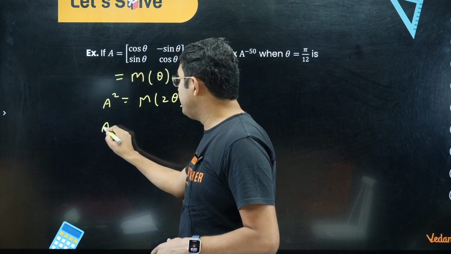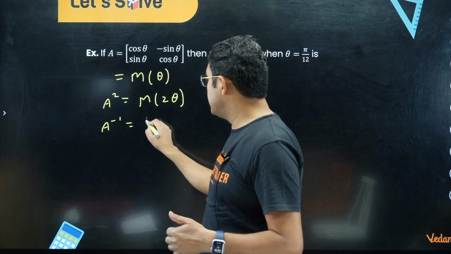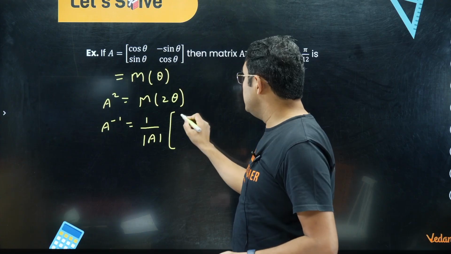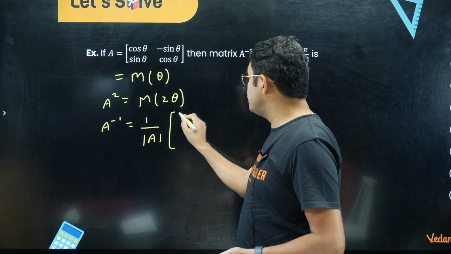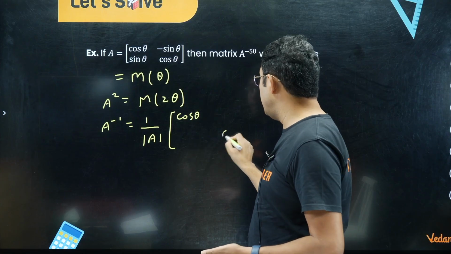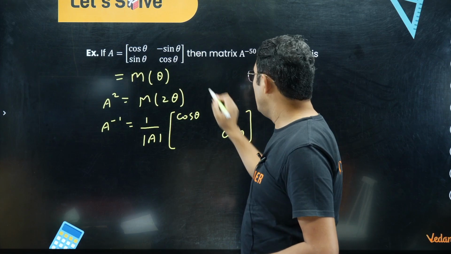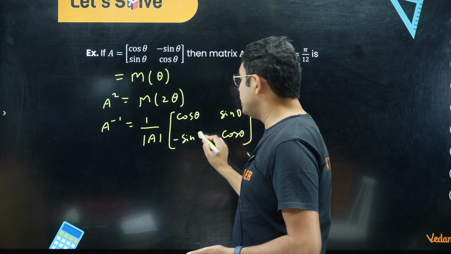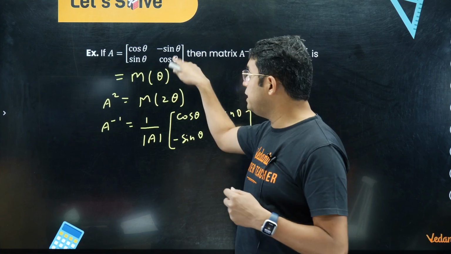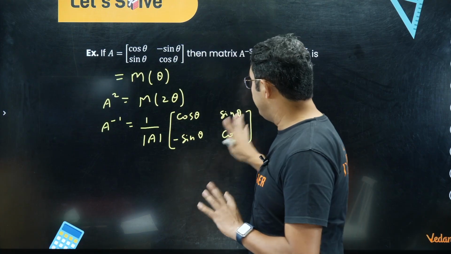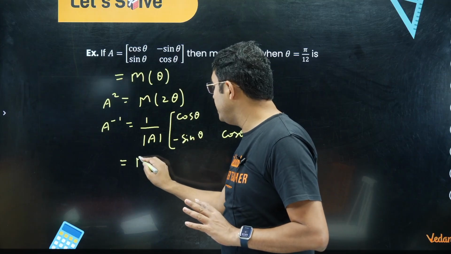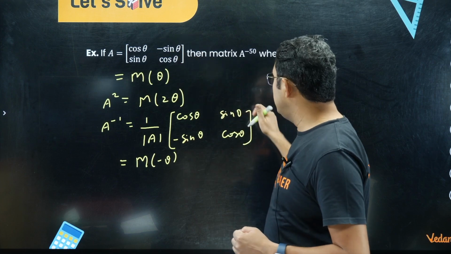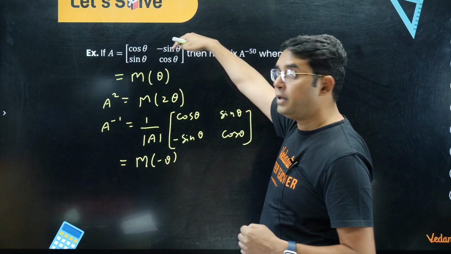In fact, if we take A power minus 1, we know it is taken by 1 upon determinant of A into adjoint of A. Adjoint, for 2 into 2 order, means just interchange the diagonal elements and put a minus sign on the remaining elements. It is actually nothing but taking the cofactor of each element and then doing the transpose, which will give you the same thing. And you can see this is coming out to be M of minus theta, because determinant is 1, and you can compare that theta is replaced by minus theta if I compare with the original A.